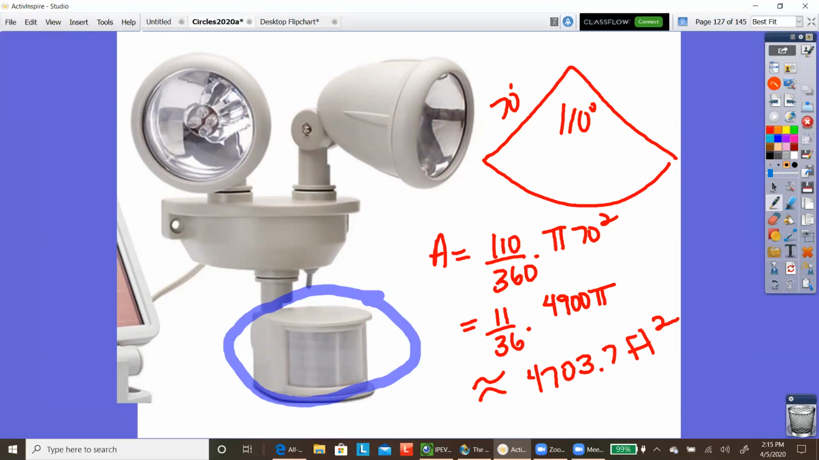That this sensor senses. That would be the area of this region. Got it? And cameras work the same way. Cameras sense movement in a certain angle, certain range. Of course, the more expensive ones have a bigger angle and a bigger range. Okay, hopefully you've enjoyed this lesson on the area of a sector.